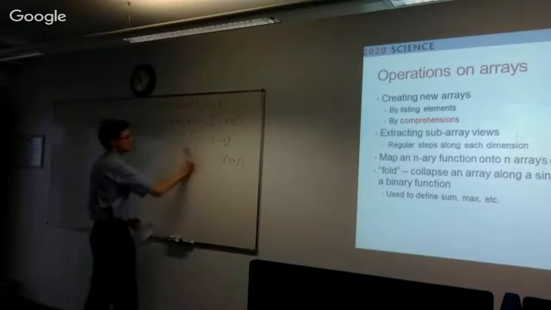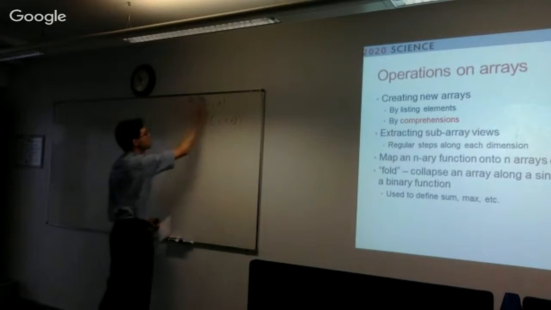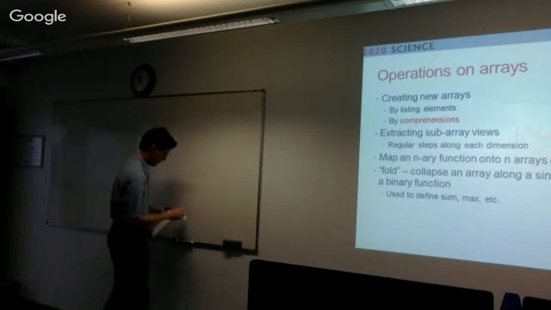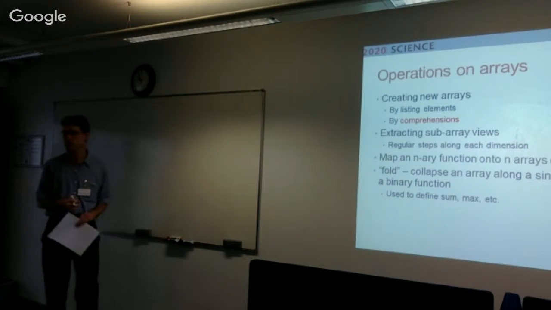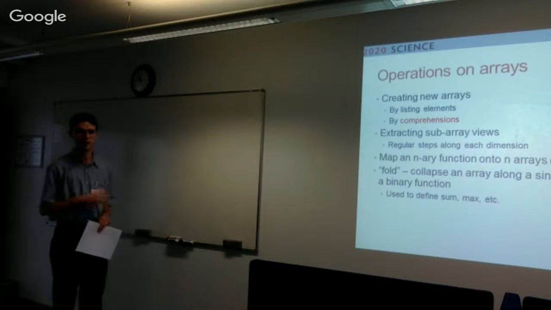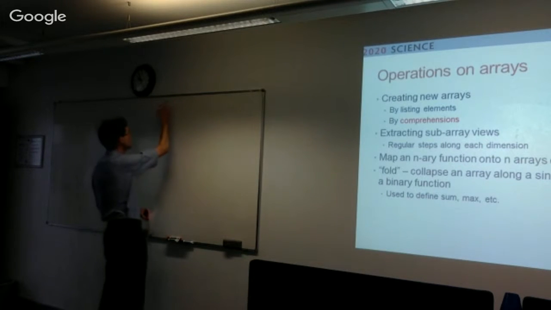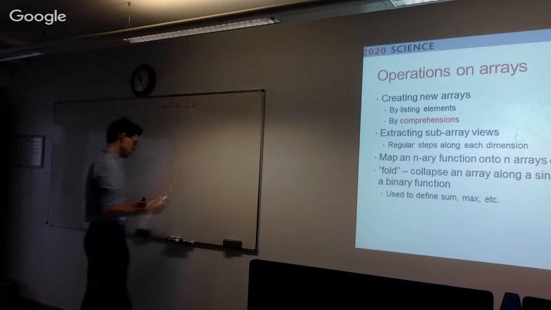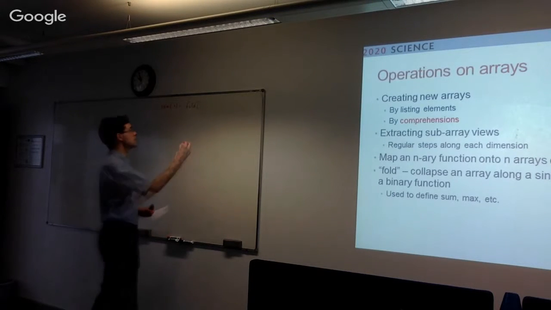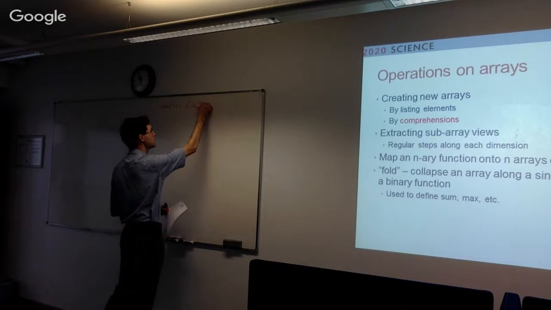Again, this one is much easier to demonstrate with a few examples. So if we take, say, the sum function for taking the sum along some dimension of an array, we could define sum of an array A in terms of fold.